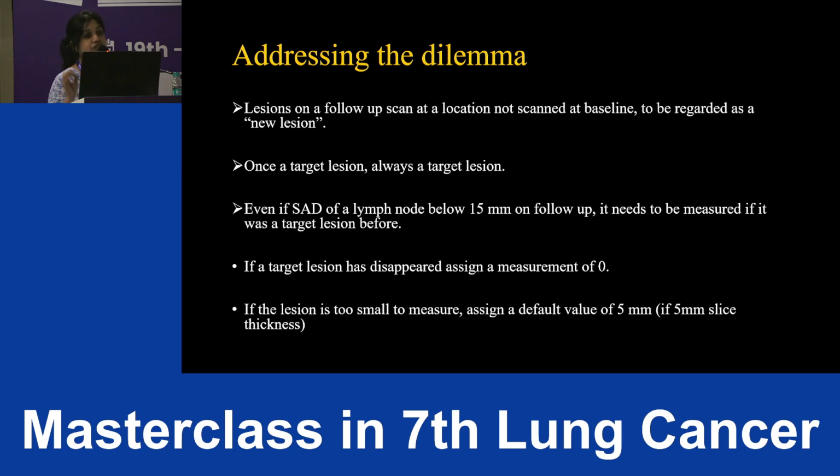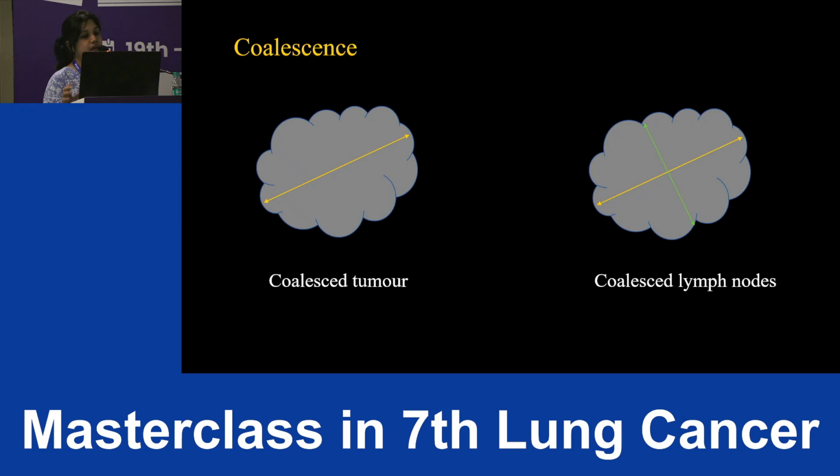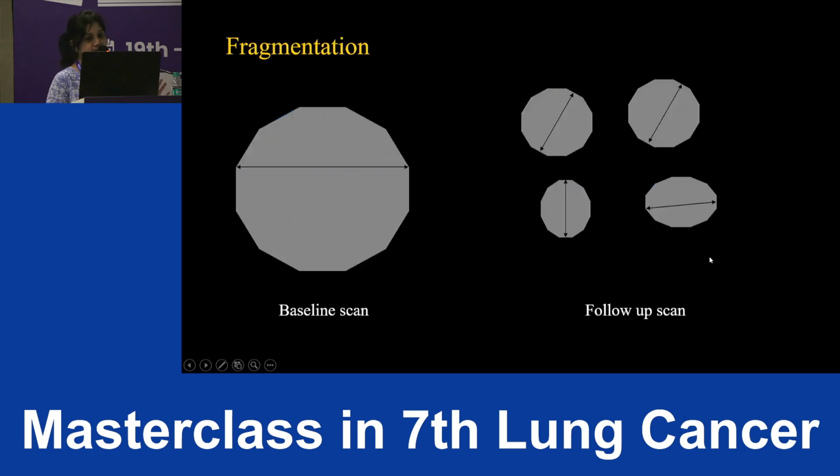But if the lesion is too small to measure, then you have to assign a default value of 5 millimeter if 5 millimeter slice thickness is being used. Now, if the tumor has coalesced, then of course, you have to measure the maximum longest dimension of the coalesced tumor. And similarly, if the lymph nodes have coalesced, then the maximum perpendicular shortest dimension of the lymph node you have to take into consideration.